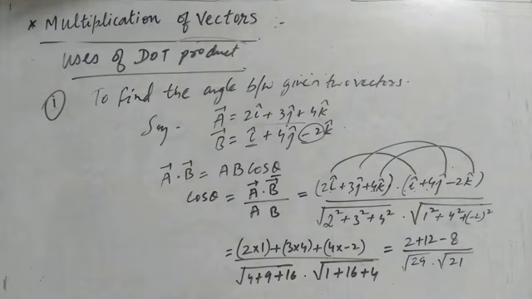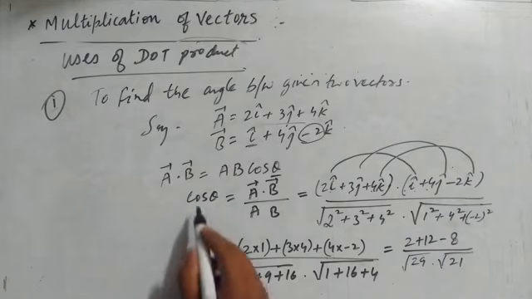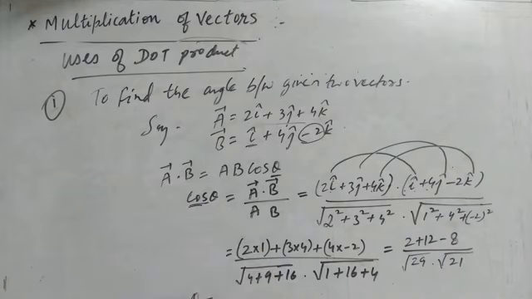So theta becomes, theta equal to, we will take this cos to this side, cos inverse of six upon under the root 29 into 21. So by finding this value, we can easily calculate the value of theta.